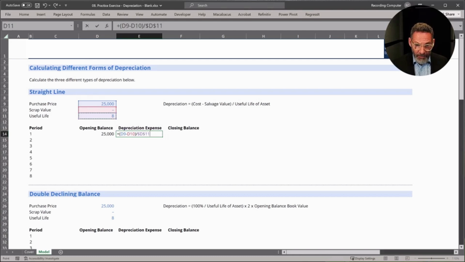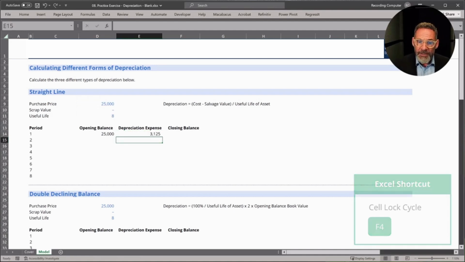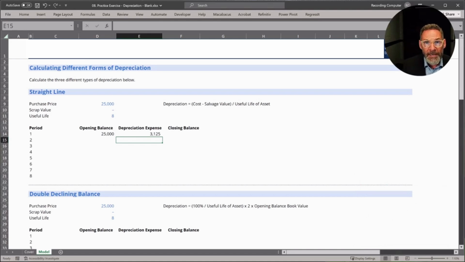Now, one thing I want to do is lock that down. So I'm going to just hit F4. I'm just going to get those dollar signs in so I can copy it down. But you can see the cost is $3,125. Now, let's imagine, though, that the scrap value at the end of 8 years was, I don't know, $5,000.